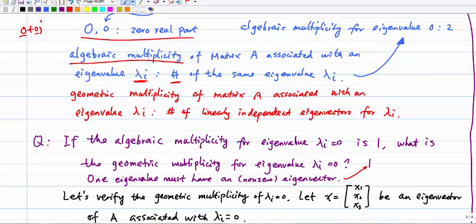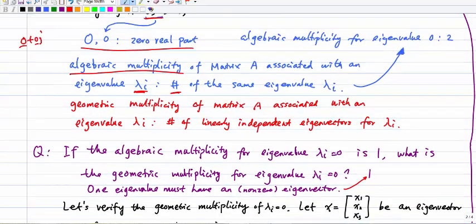Before talking about that, I want to ask one question. If the algebraic multiplicity for some eigenvalue lambda i equal to 0 is 1, what is the geometric multiplicity of the eigenvalue lambda i equal to 0? That's also equal to 1. That must equal 1, because one eigenvalue must have at least one eigenvector, which means we have at least one linearly independent eigenvector.